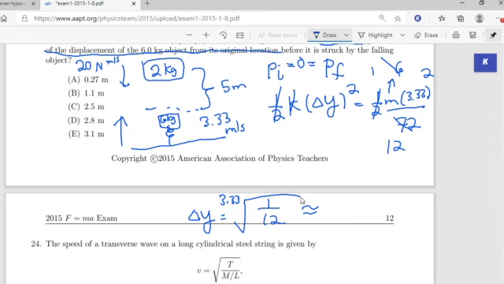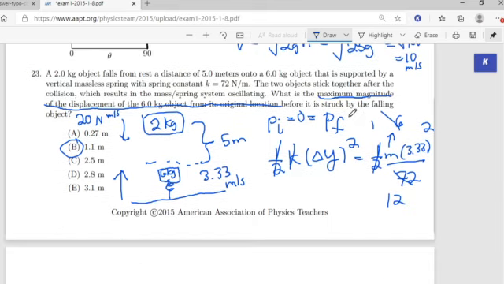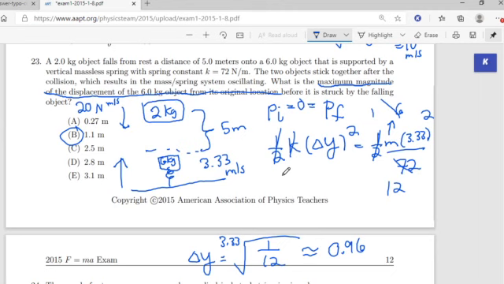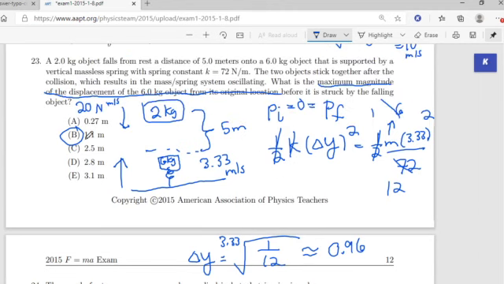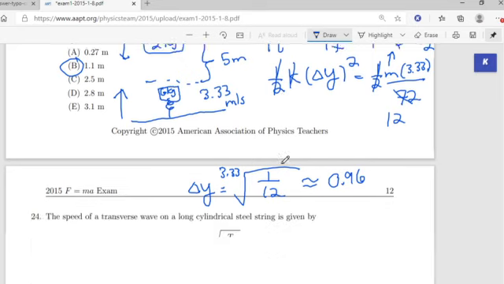So 3.33 times 1 divided by 12, and we get about 0.96, which is closest to B. It's probably a little off because I might have done some rounding with the 3.33, but it's definitely closer to this than the other ones.